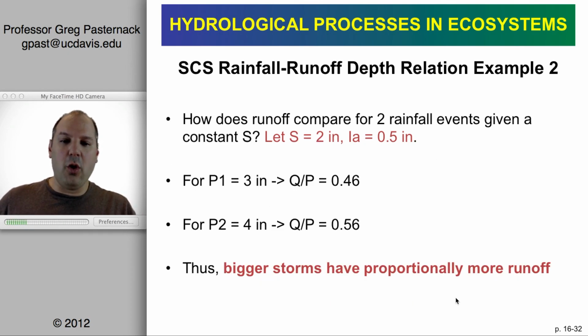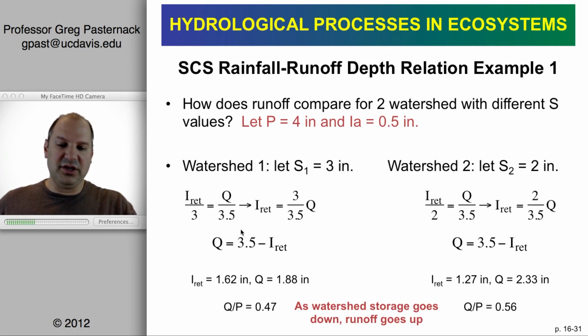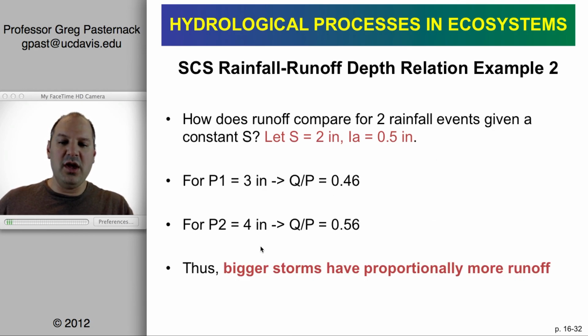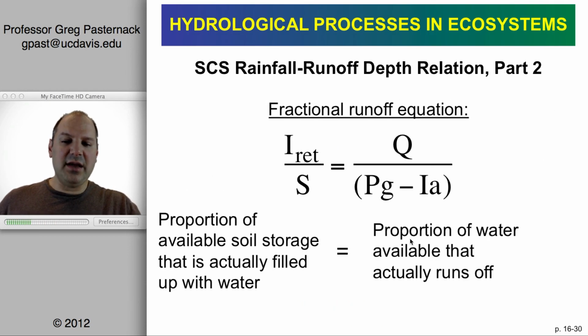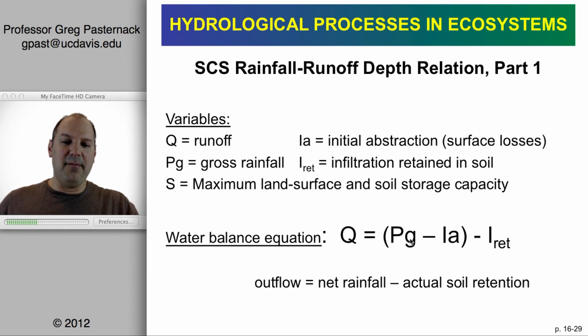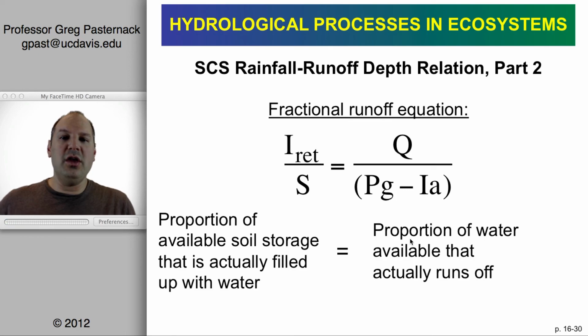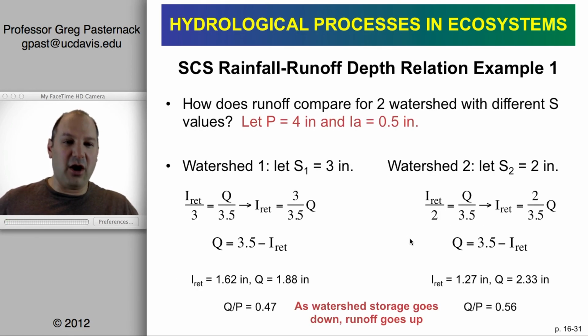The other thing we could do is hold the storage constant and change the precipitation. So let S equal to, the initial abstraction remains 0.5, and then let's compare storms of 3 or 4 inches. And you just put those numbers into the equations from before and solve, and you'll find that a small storm has a lower fraction of runoff, and a large storm has a higher fraction of runoff. So in essence, this very simple pair of equations, a mass flux equation and a simple rule, for linear runoff in proportion to linear storage, is getting at the key process for how watersheds actually might work.